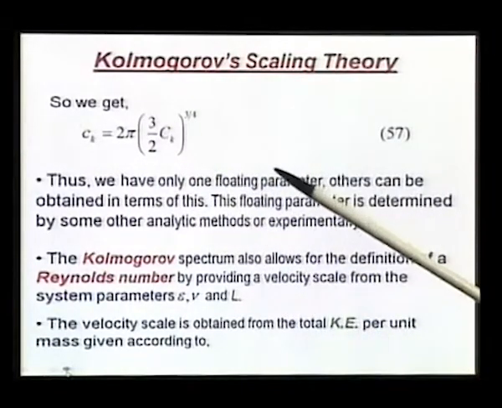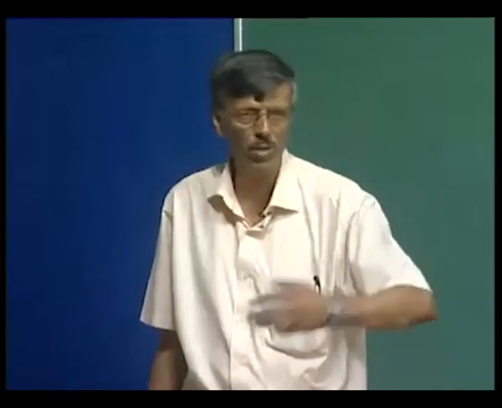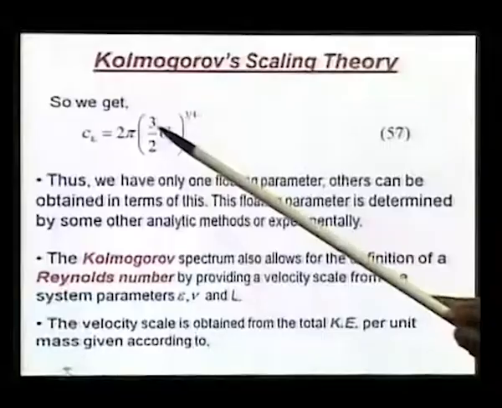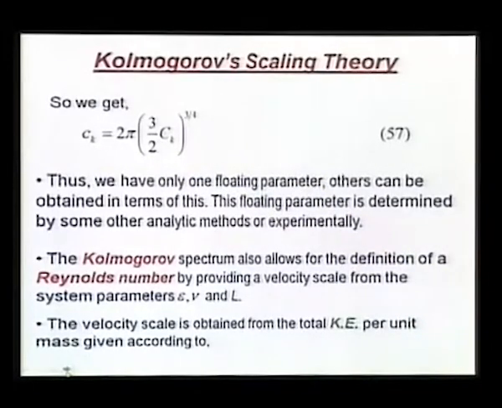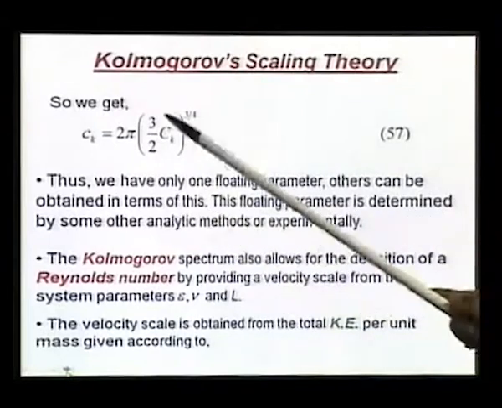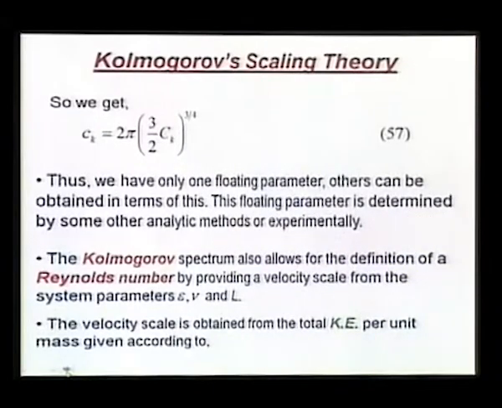So, what it means is there are not too many c of k's that you will have to be looking around for, because there is a unique relation between the two. If you obtain one of them, the other one gets frozen. That is what we are saying. This floating parameter is determined by some experiment or by some statistical analysis tools, etc. Okay.